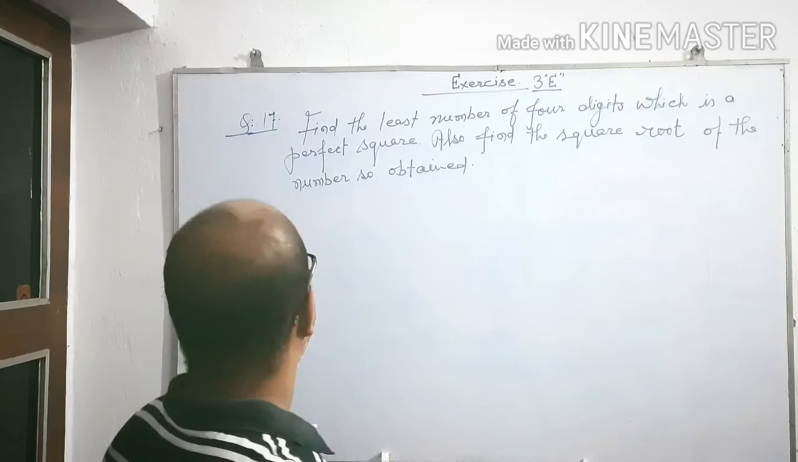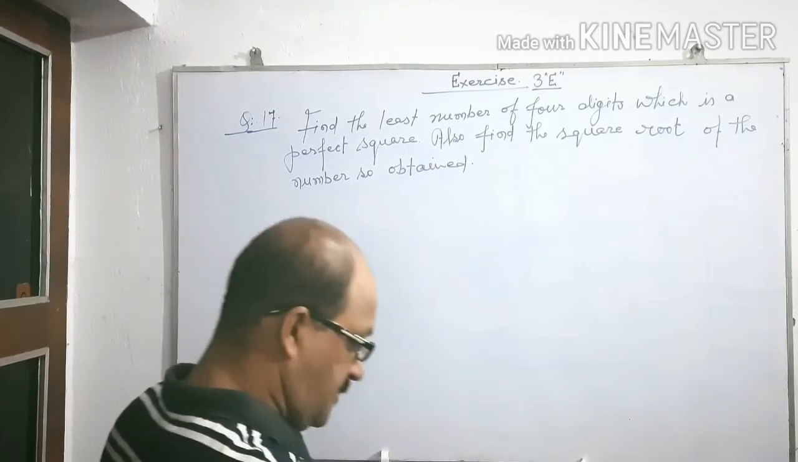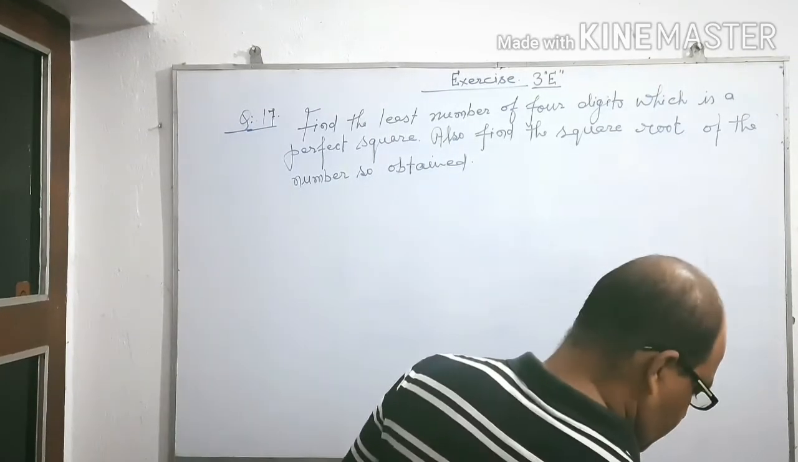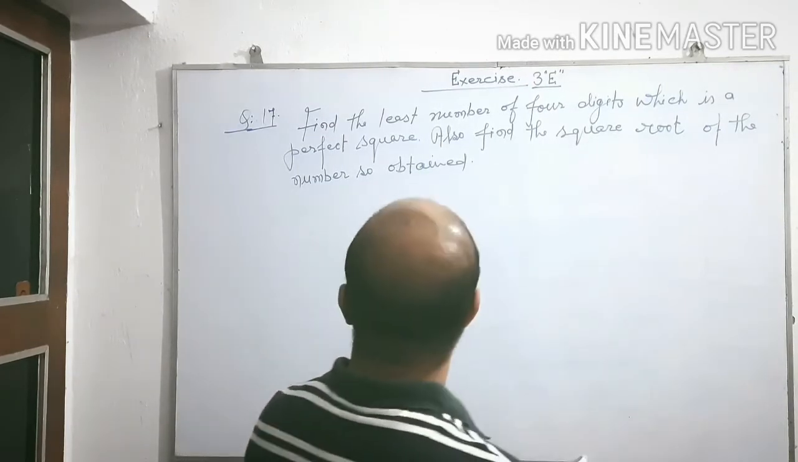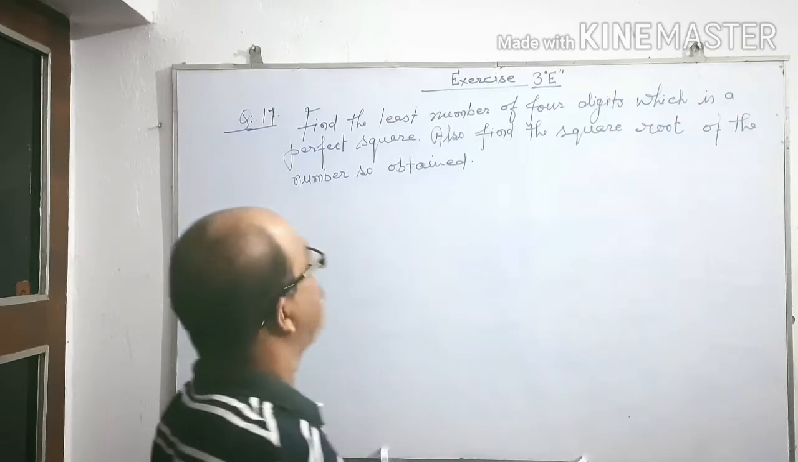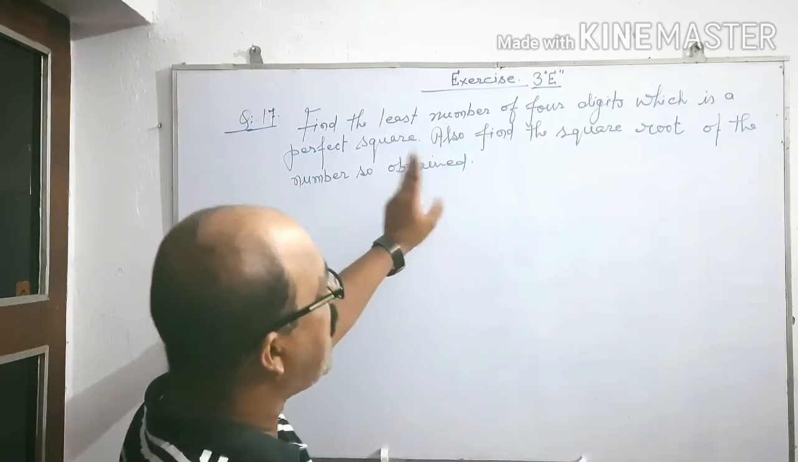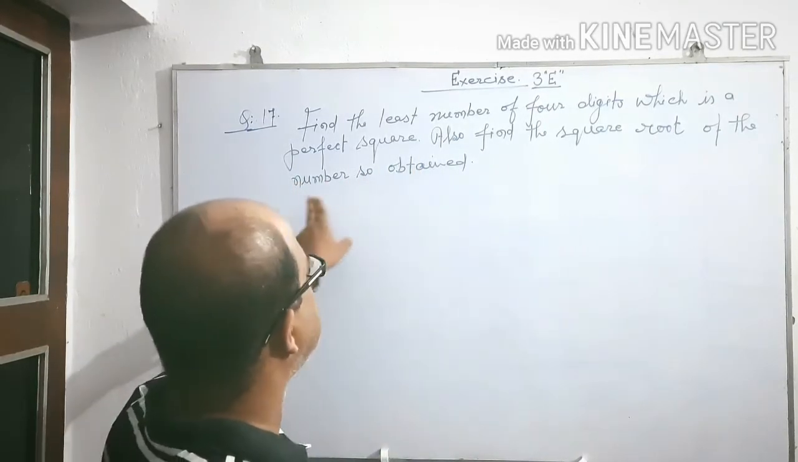Now the next question is question number 17. Find the least number of 4 digits which is a perfect square. Also find the square root of the number so obtained.